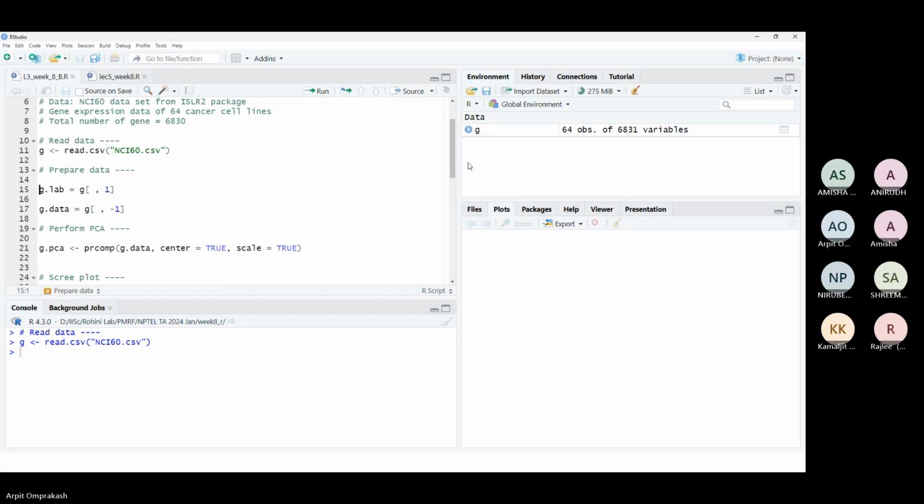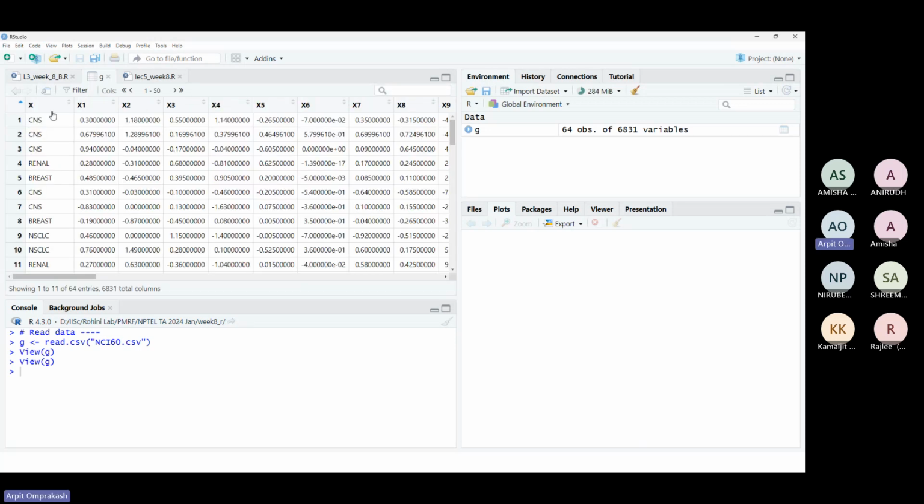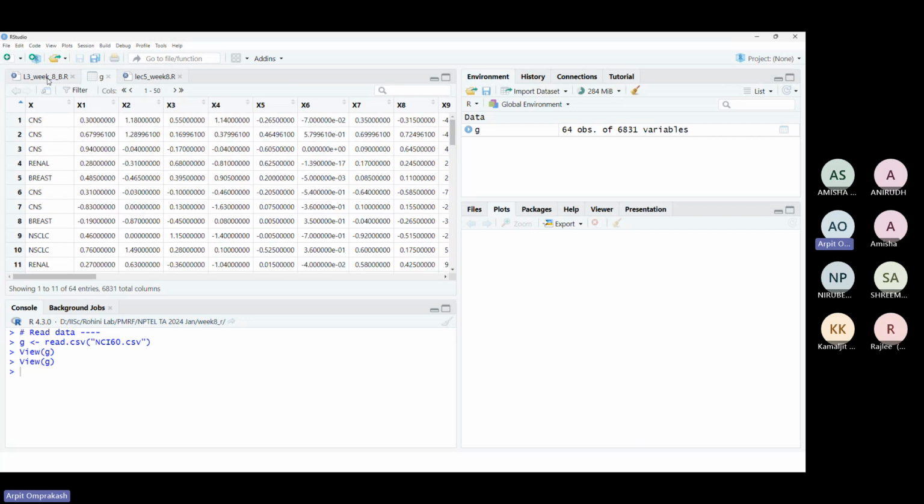Right. So now we read the data as G. So we'll take a look at G. It'll take some time to load. It's a big data set. So X1, X2, X3, X4, these are all basically the genes. CNS, CNS, renal, these are basically the cancer cell types. The first column is what type of cell it is, and these are the gene expression values.